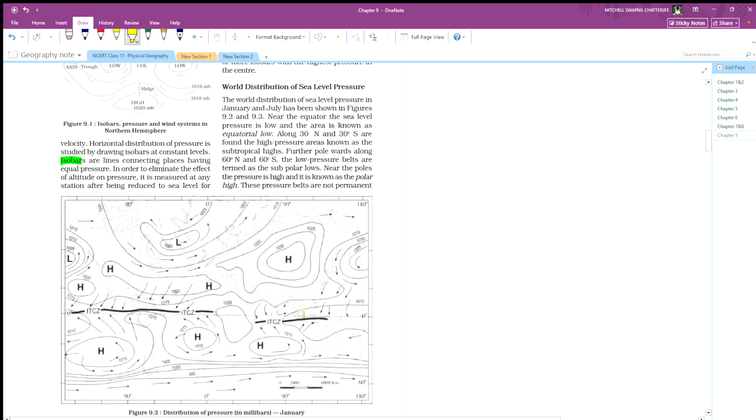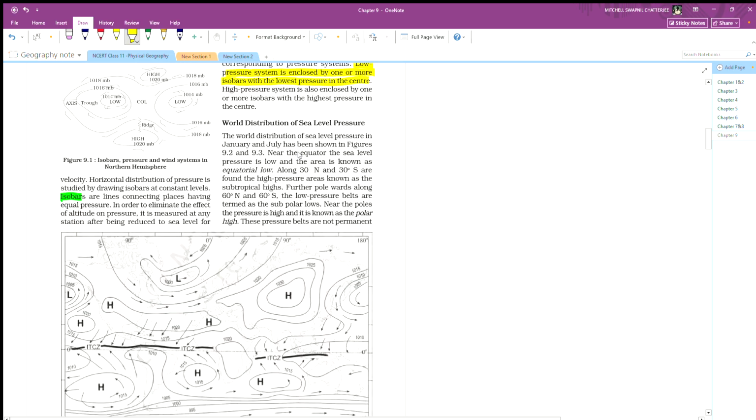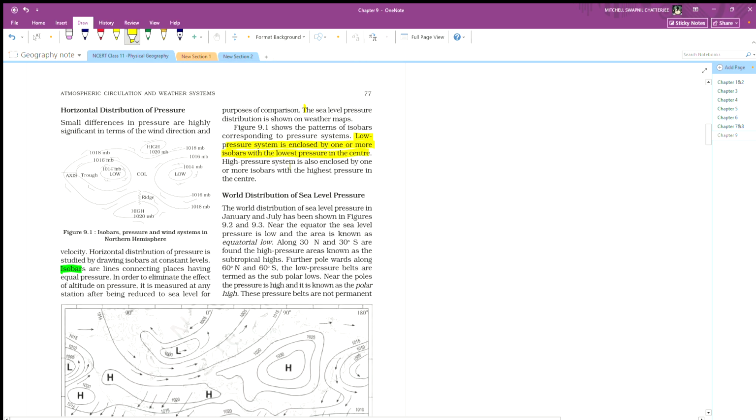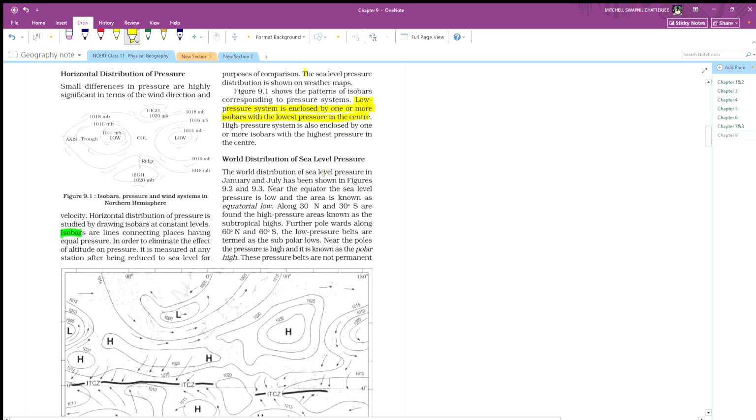Okay, so where is India? India is comparatively in the 1015 isobar. A high pressure system is enclosed by one or more isobars with the highest pressure in the center. Okay, so let's mark this with a green one.